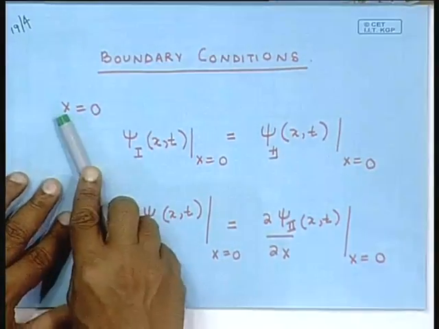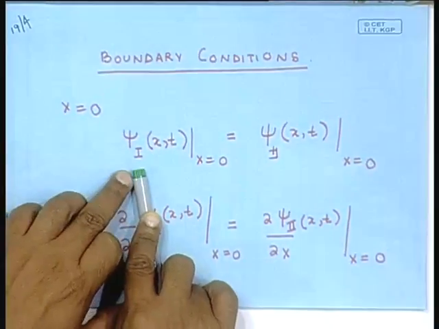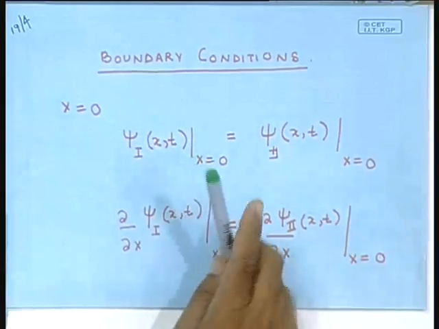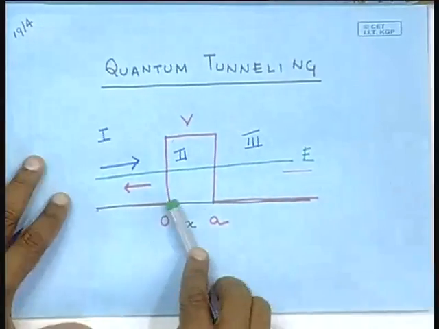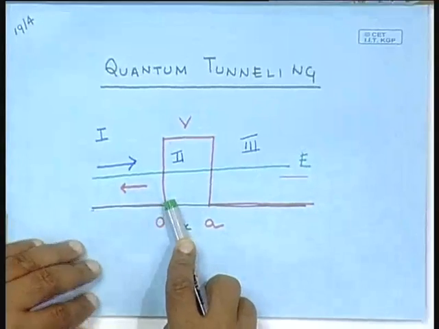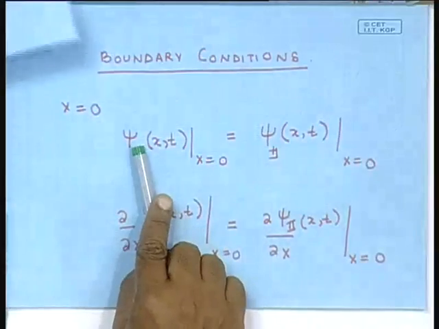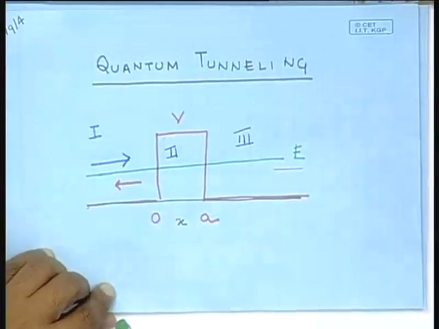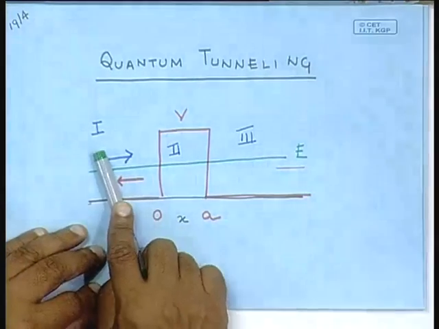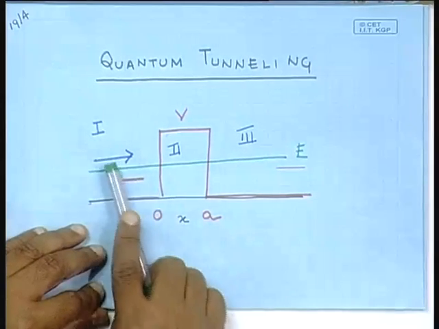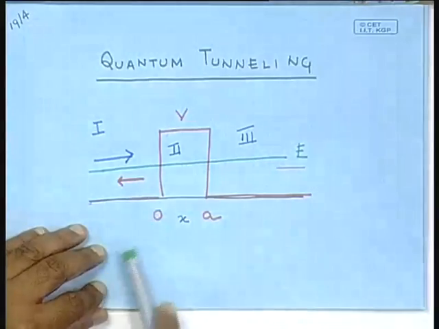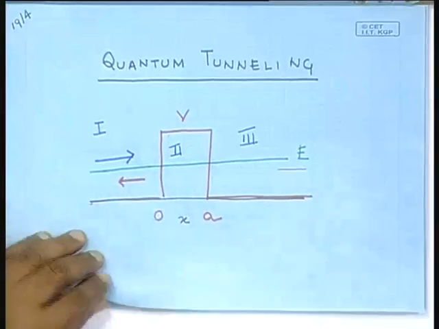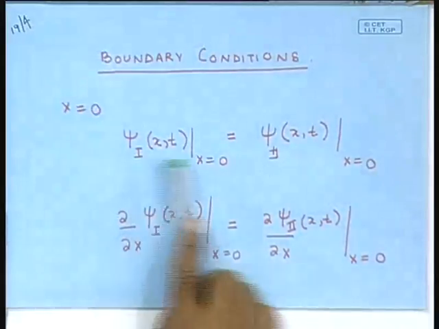So, at any boundary, the wave function on the left hand side, this in particular refers to the boundary at x equal to 0. So, at this boundary, the wave function in region 1, so we are looking at the boundary between region 1 and region 2, and in the last lecture I told you that the wave function should be continuous across the boundary and its first derivative should also be continuous across the boundary, which is what I show over here.